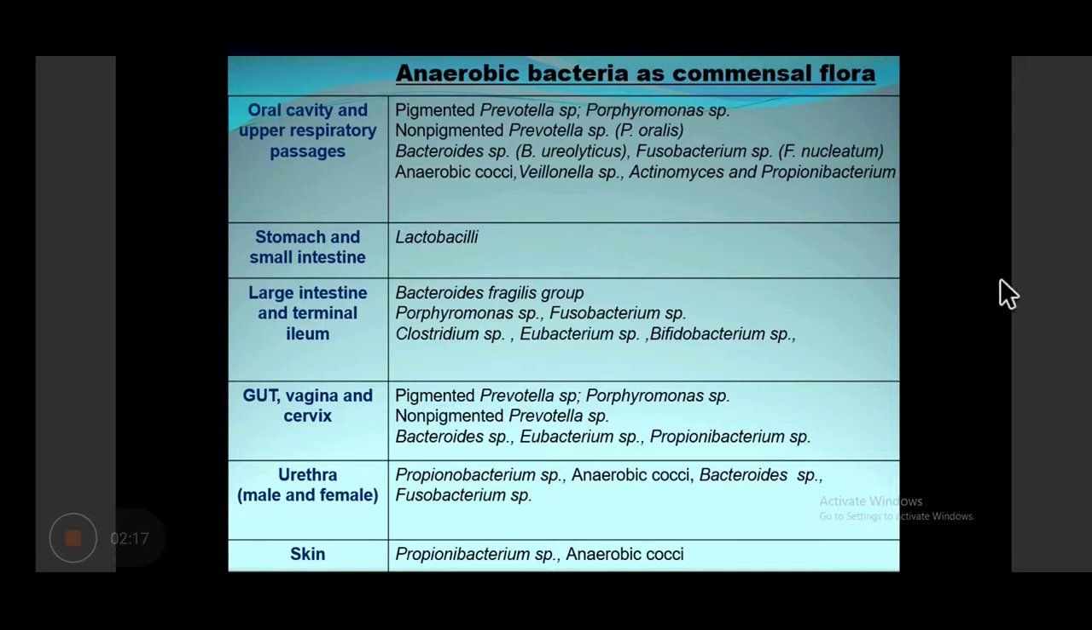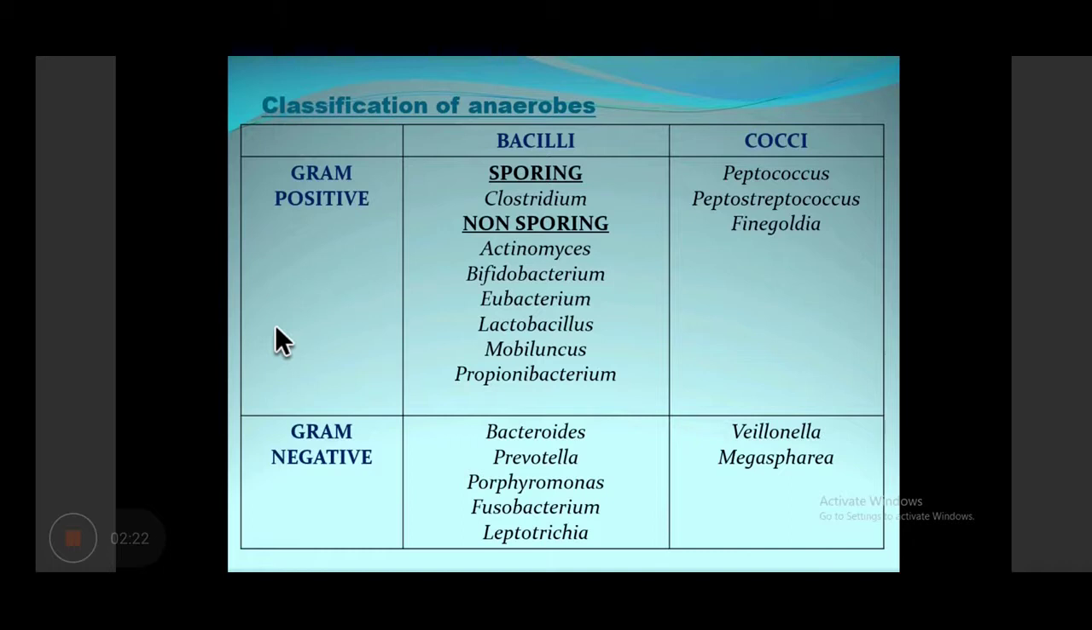Spore-forming gram-positive bacilli are the Clostridium species, and the non-spore-forming gram-positive bacilli are the Actinomyces, Bifidobacterium, Lactobacillus. Where is the Lactobacillus? It is a commensal. What is the site? Vagina. So they maintain the pH. So if there are fewer lactobacilli on the slide smear, then there is a probability of infection.